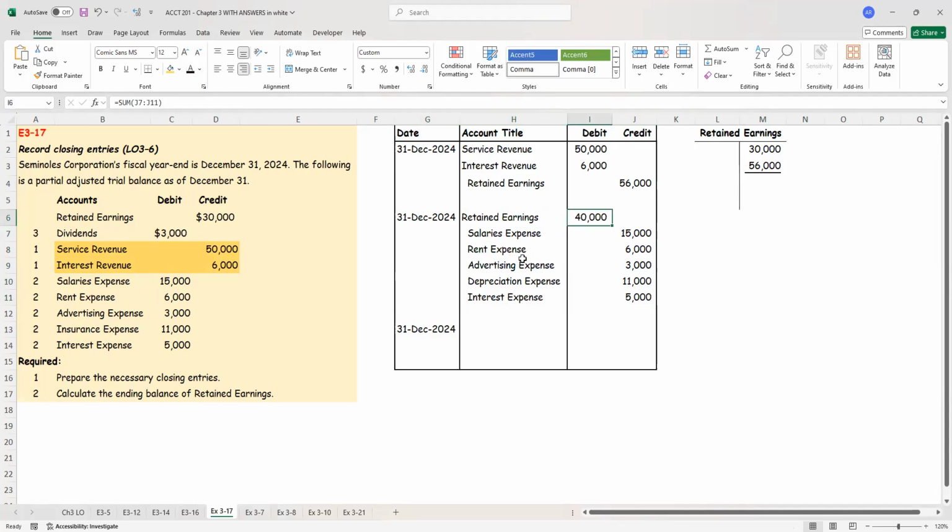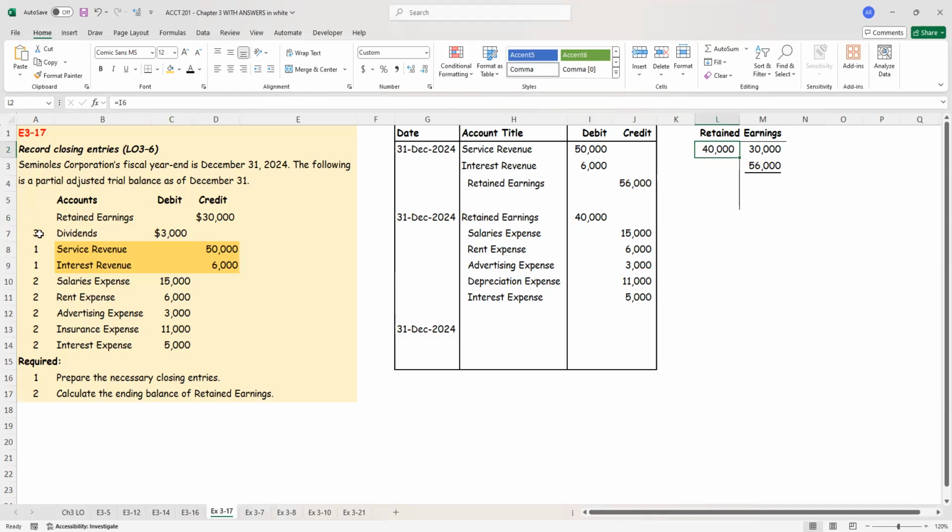Again, let's think about this. What's the effect of expense on equity? Expense is going to decrease the owner's equity. Remember, revenue minus expense gives you net income. Expenses are decreasing owner's equity. So retained earnings is debited 40,000 in order to decrease it.